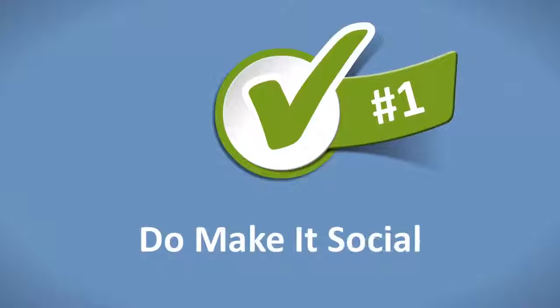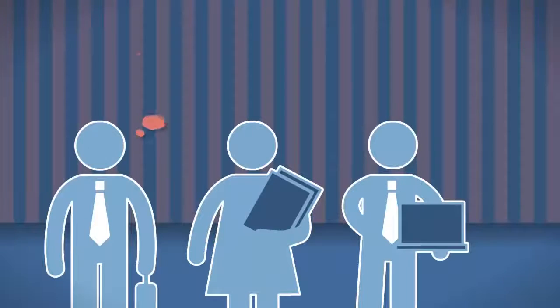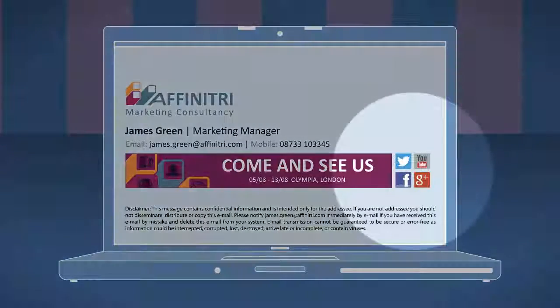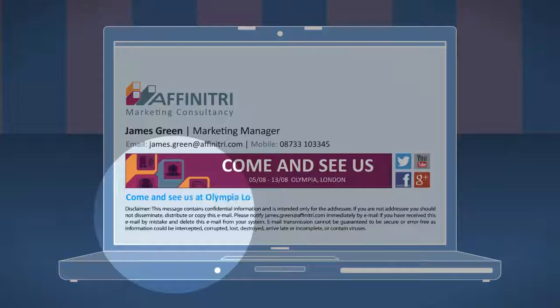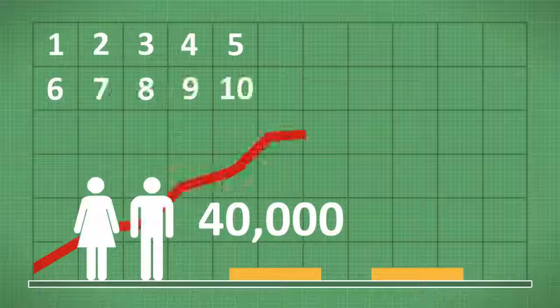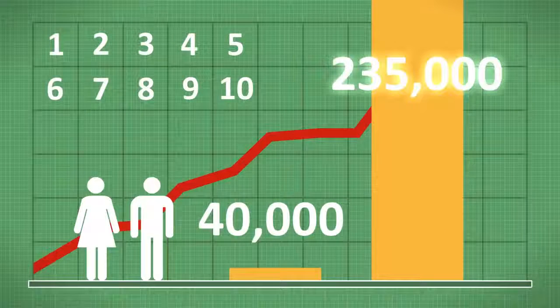Number 1, do make it social. Social media is on the mind of every marketer right now. Use your signature to connect social with mail. Give contacts a taste of your content and add a social media link. Unilever added a follow link and went from 40,000 followers to 235,000.